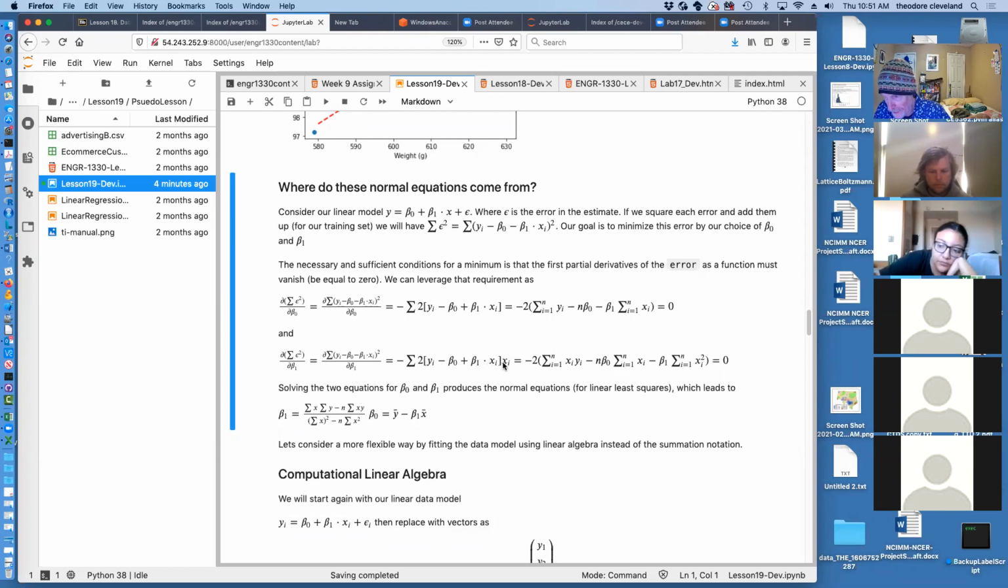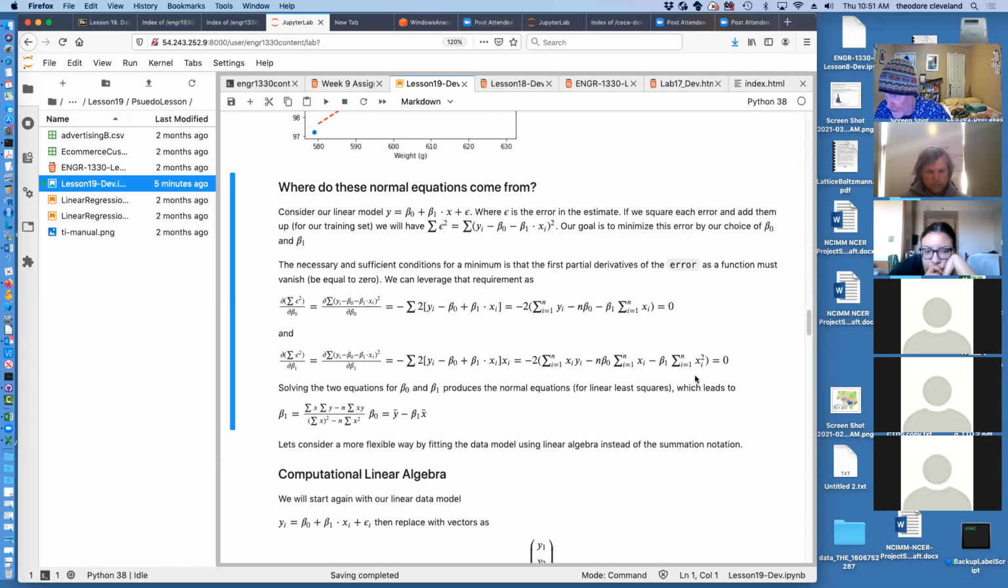Perform the necessary arithmetic, that becomes minus 2 times the quantity sum of x i y i, the cross product, minus n times beta 0, sum of the x, minus beta 1, sum of the x squared equals 0. So this is our second condition that has to be true.